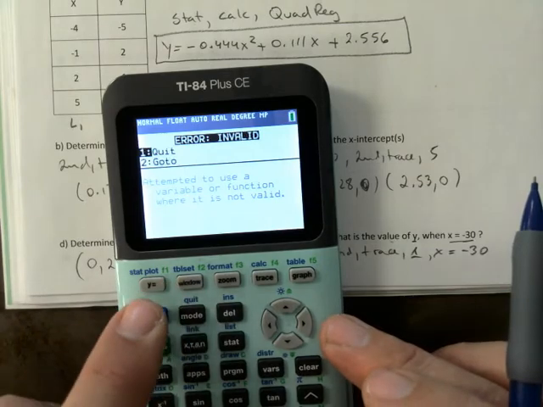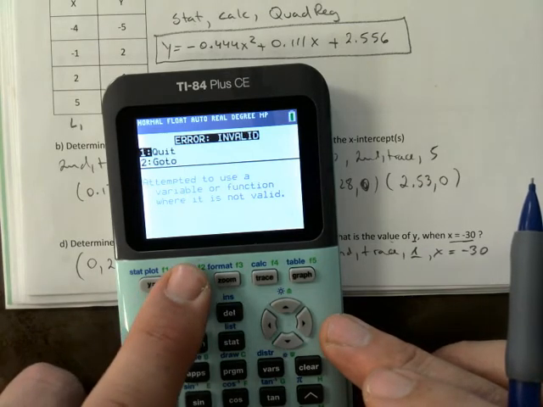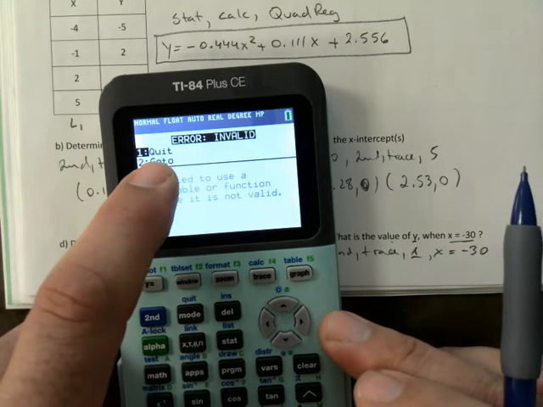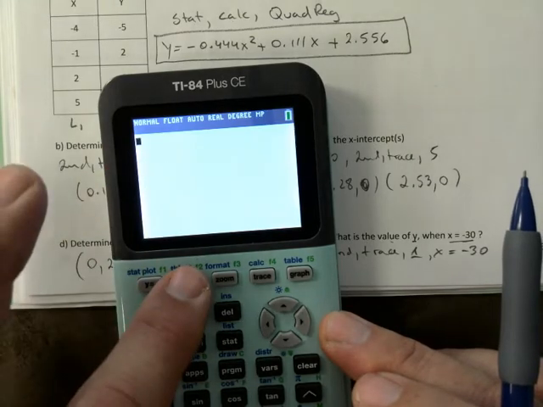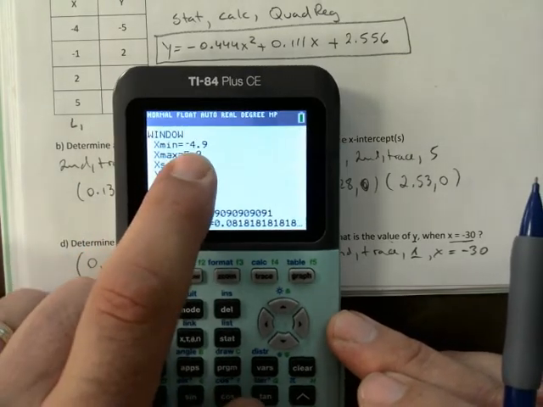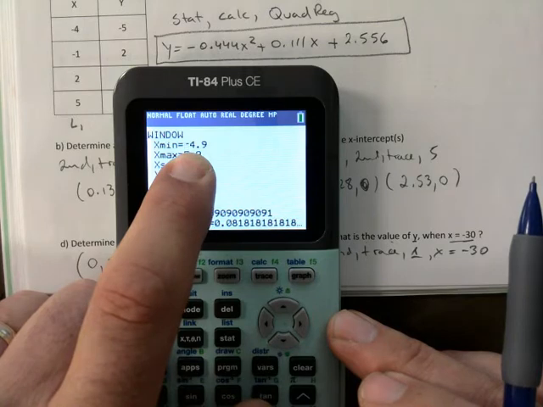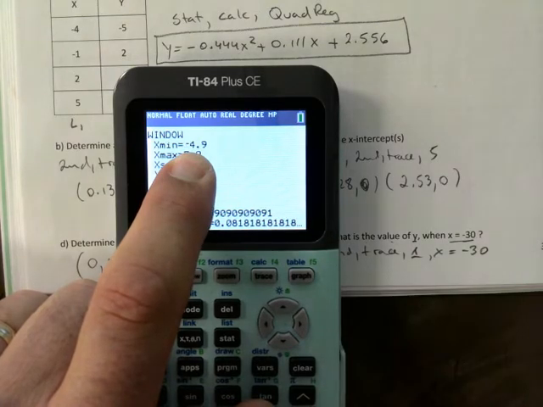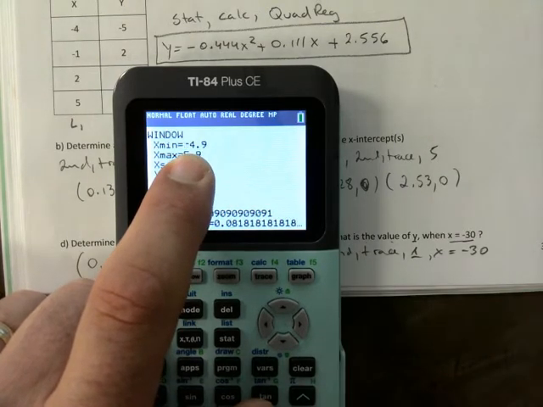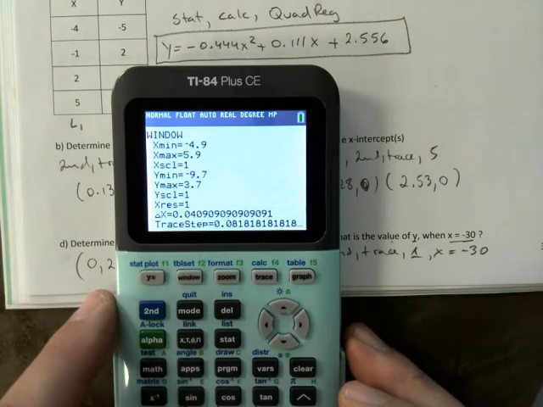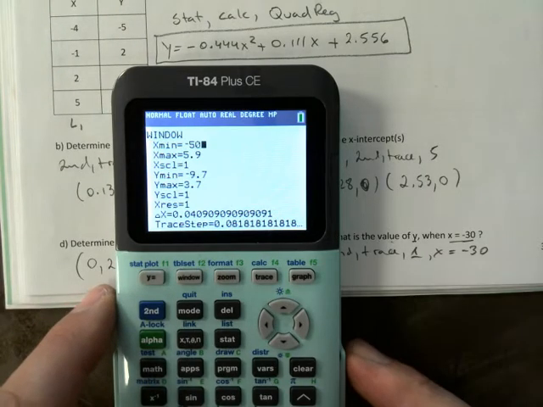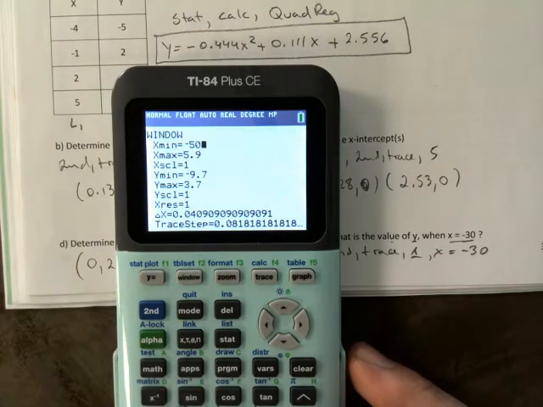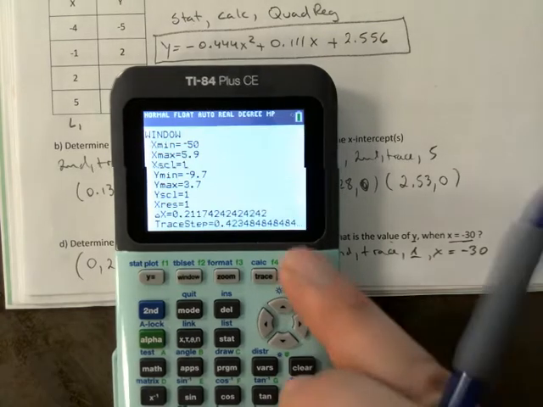And the first thing I want you to go to is window. Oh, wait, first we do quit. So quit this error. You go to your window and you realize that your x min is negative 4.9 because it used the point you gave it, right, to zoom in. So I'm going to go negative 50, right? Because you're trying to get negative 30 for x. So you got to go negative 50. Try to graph it.